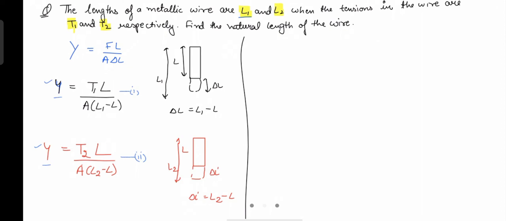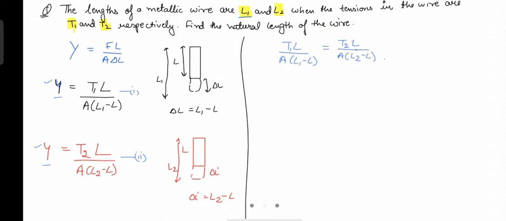Let's equate them. If you will equate them, you will find T1 L upon A, then L1 minus L should be equals to T2 L upon A, L2 minus L. We need to find the value for L. If you want to solve for the value for L, first of all, we can cancel out the things which are on the same side. So we can say the numerator capital L can be cancelled out and the denominator A can be cancelled out. Why? Because this is in the denominator, it will go on the numerator. So it will be A by A, which can be cancelled out, and this L will be going in the denominator. There is already a L in the numerator, so that will be also cancelled out.